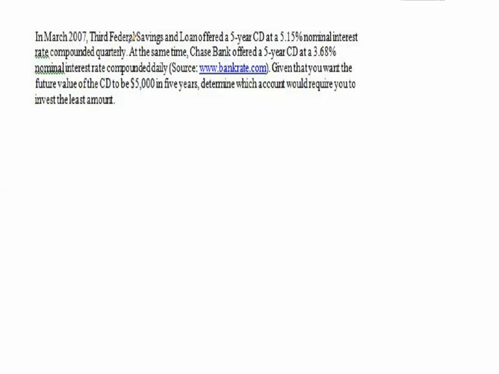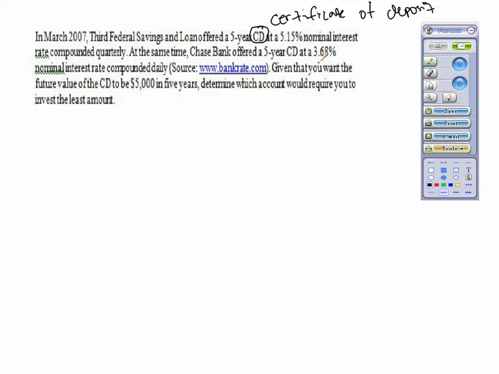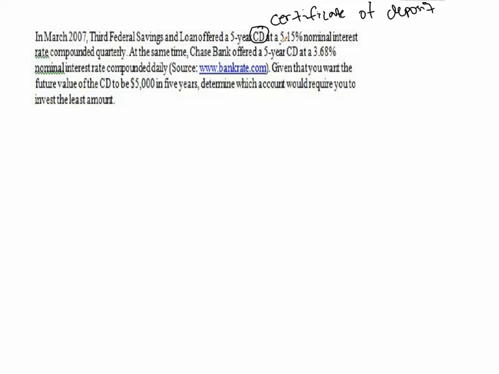We kind of know when we run into money what types of things we're doing, but suppose this is actually in March 2007, Third Federal Savings and Loan offered a 5-year CD. Now, CD stands for Certificate of Deposit, and you don't really need to know the specifics other than you make an agreement with the bank that you'll put in a certain sum of money and leave it in there for 5 years, and they're going to pay you 5.15% nominal interest rate. Nominal interest rate is another way to say APR, annual percentage rate. So it really just means that's what they're paying you annually, but they're compounding it quarterly.